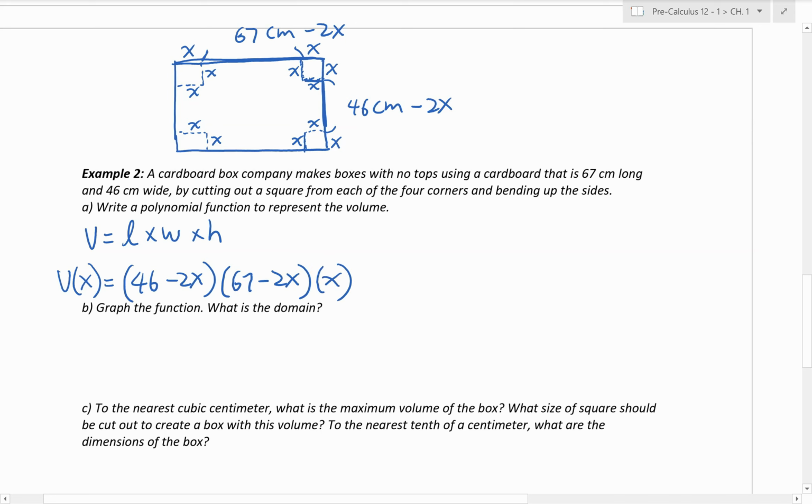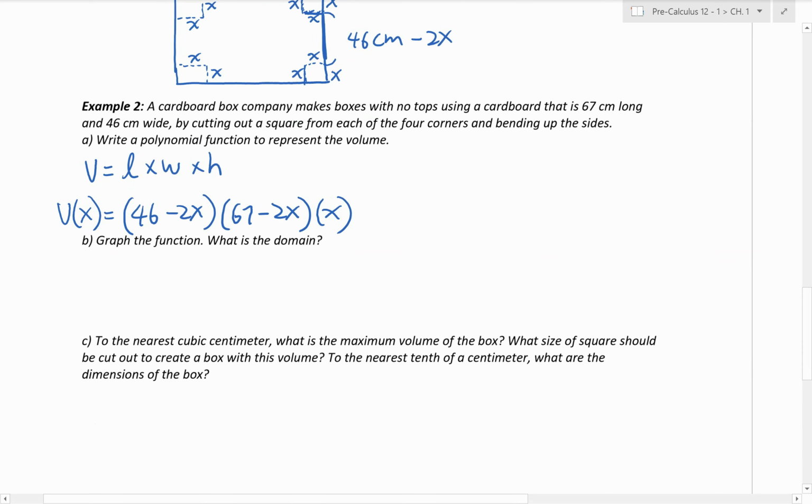Okay, so there you go. Write a polynomial function to represent the volume, and that's it. That's all you have to do, okay? You don't actually need to multiply this out. That's perfect. Okay, so part B, it says we want to graph the function and what is the domain.